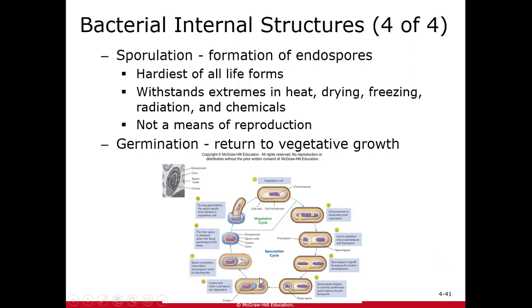This is the whole process. I'm not all that concerned that you need to know it. The big thing is that when it realizes conditions aren't favorable, it doubles its DNA, so it's got fresh DNA, and then it makes a super extra tough protective coat. And it just hangs out like that. It's not reproducing, but it can withstand heat, drying, freezing, radiation, chemicals. It's really hard to kill when it's in an endospore state. And then as soon as conditions become favorable again, it goes back into the vegetative cycle and it starts to grow. It's called germination. Just like plants germinate, it means they are growing.